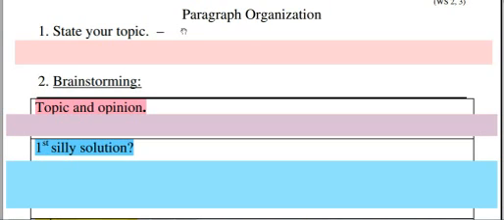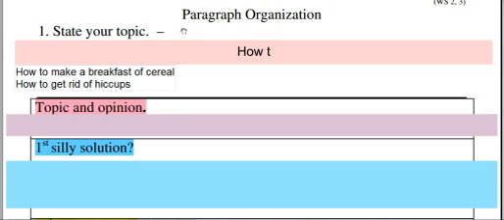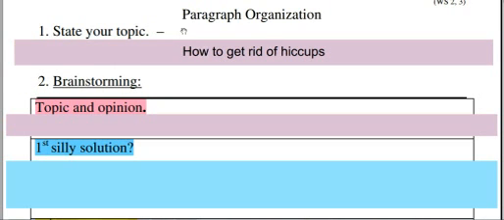The idea is just to think of something that's super crazy, but you cannot be gross. You're not allowed to be gross. But our topic is how to get rid of hiccups. So go ahead and write that in up at the top underneath number 1, state your topic. And then we're going to move into the brainstorming.